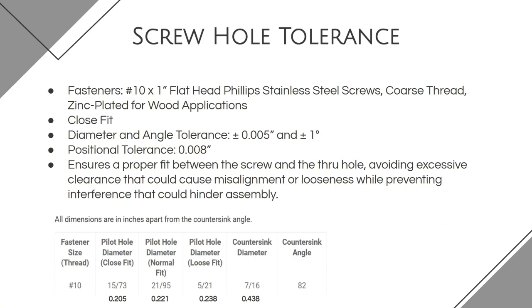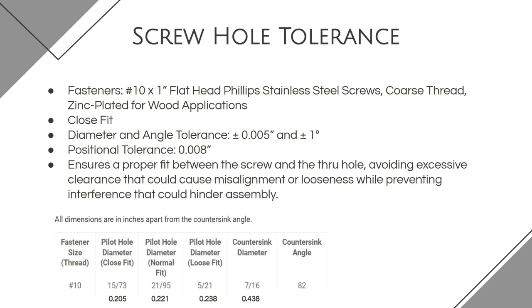To ensure we have a tight tolerance, we set the diameter tolerance to plus or minus 0.005 inches and the angle tolerance to plus or minus 1 degree. These tolerances are critical because they ensure a proper fit between the screw and the hole. They avoid excessive clearance which could otherwise lead to misalignment or looseness, and prevent interference that might hinder assembly.